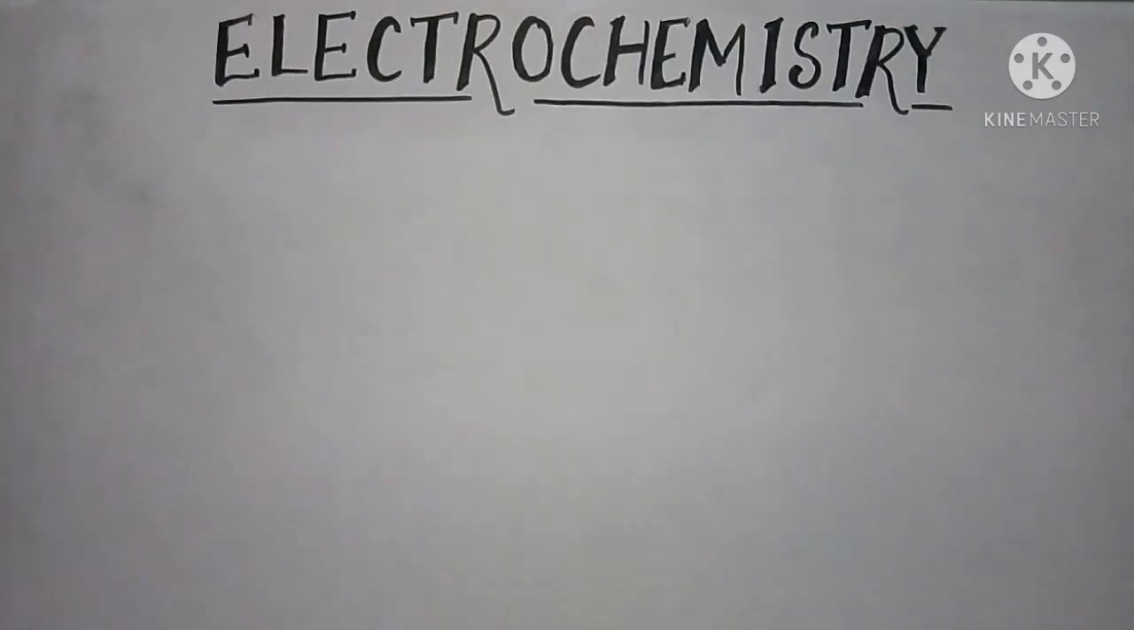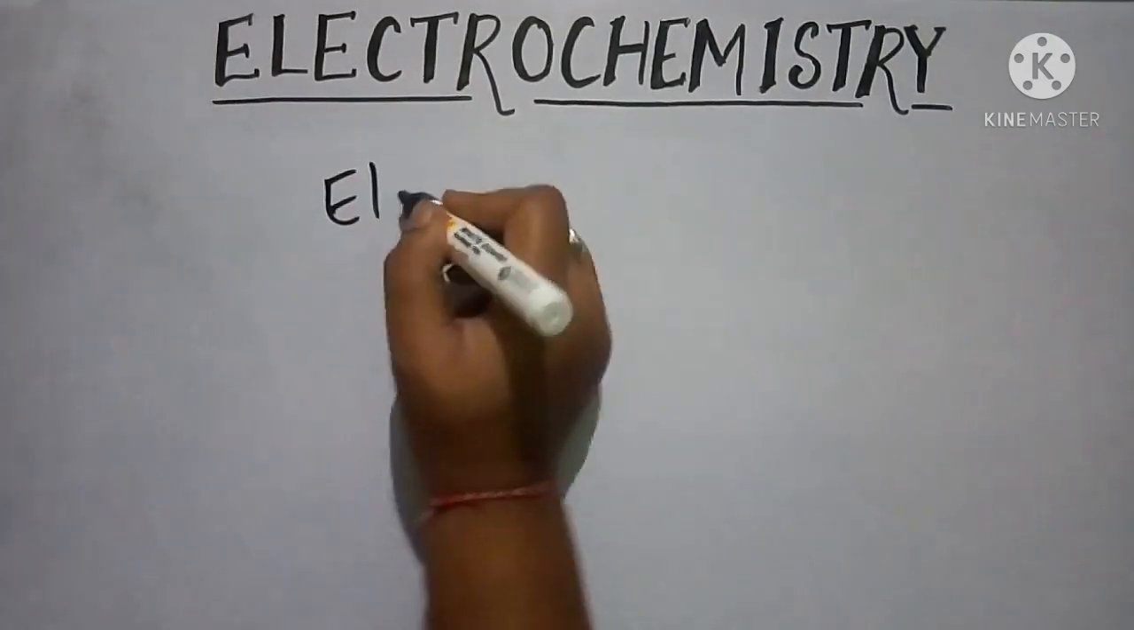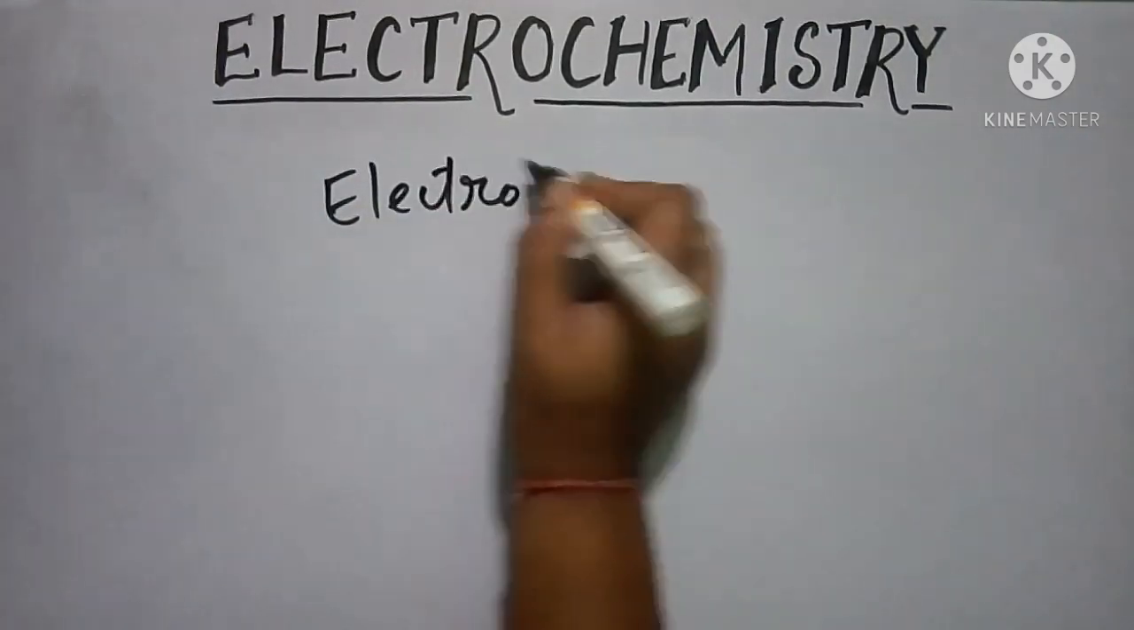If we use that chemical energy in a suitable arrangement, we can easily convert the chemical energy produced during a redox reaction to electrical energy. That arrangement is known as the electrochemical cell.